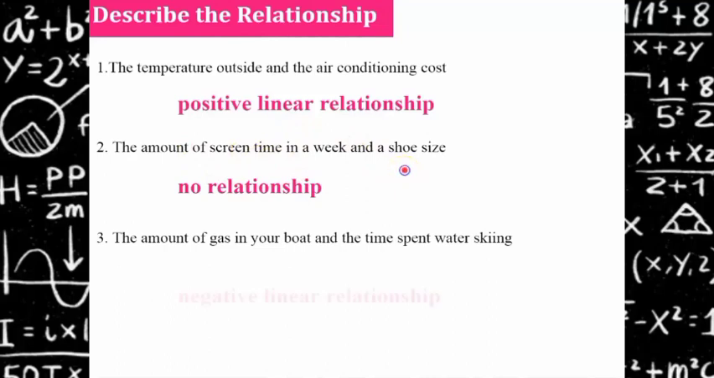The amount of gas in your boat and the time spent water skiing would show a negative linear relationship. The more gas you used, the more time you would have spent. So, as the time is increasing, the gas in the boat is decreasing, and that would show a negative linear relationship.